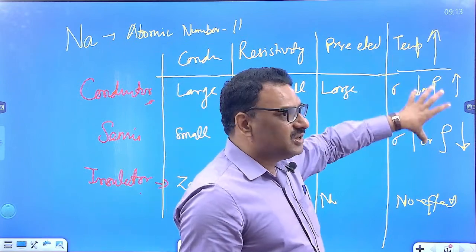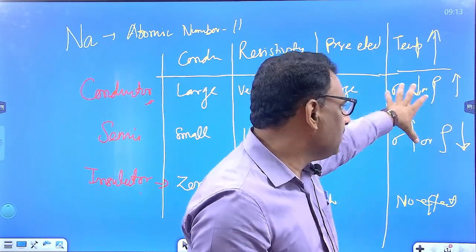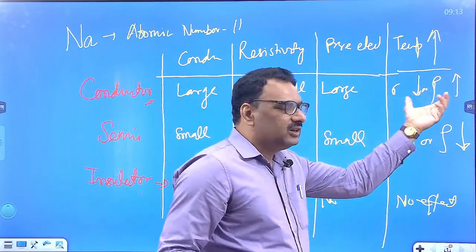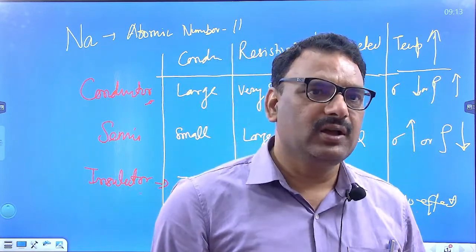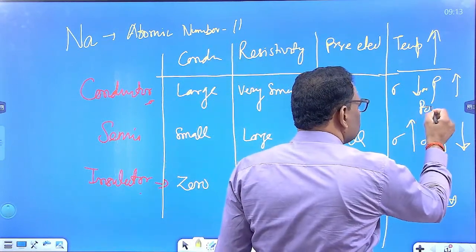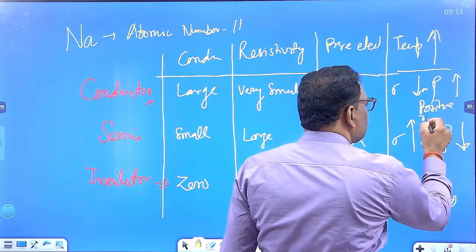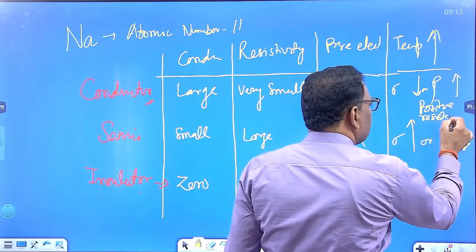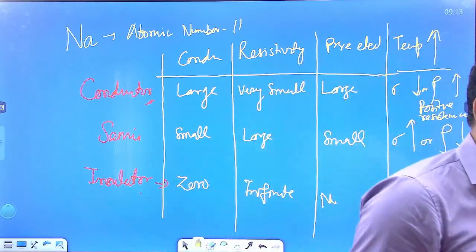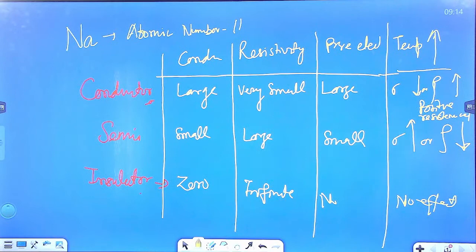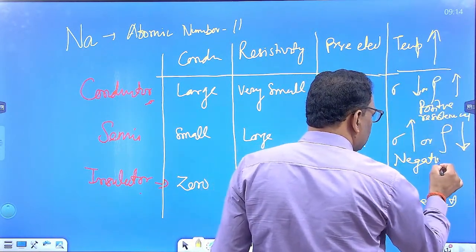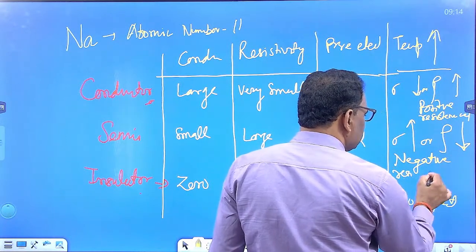So on the basis of this behavior with temperature, we can say the conductor has a positive resistance coefficient, meaning its resistivity increases with the increase of temperature. The semiconductor has a negative resistance coefficient.